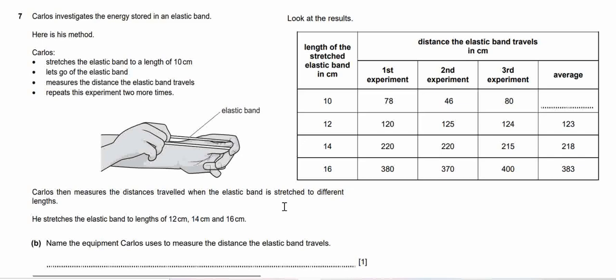Next, here we go, 7b. Name the equipment Carlos uses to measure the distance the elastic band travels. So the same question now in question B, 10 seconds from now.